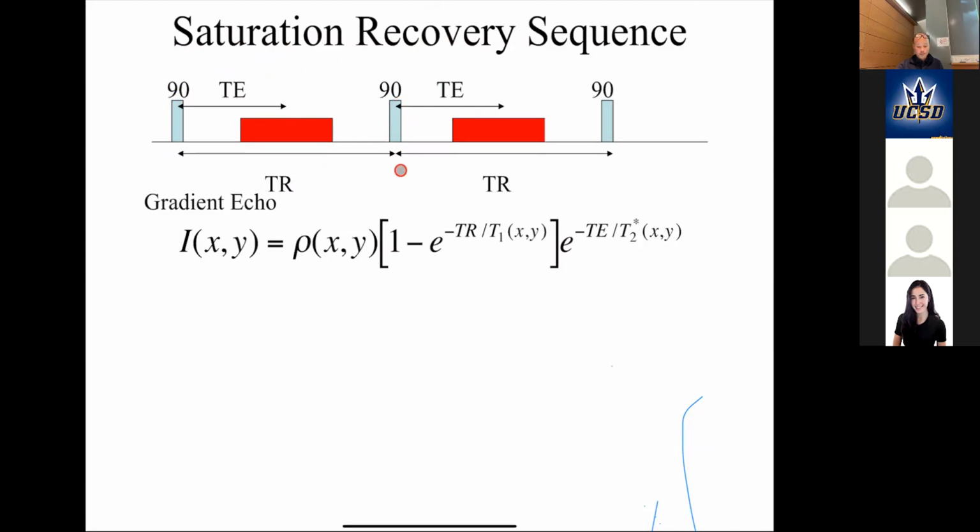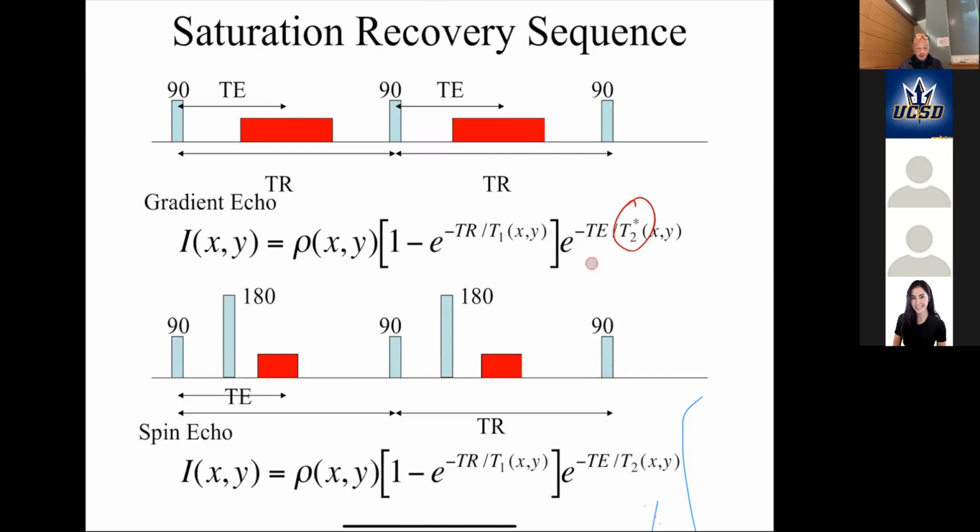Okay. And so the gradient echo sequence is represented as this. I have the density of spins in any voxel. I have this T1 recovery, and I have this T2 star decay. So that becomes the equation that I'll use, okay? And it's T2 star because it's gradient echo, right? If I have a spin echo, it's exactly the same thing. I apply the 180-degree pulse halfway between my excitation pulse and my echo time. And now the equation is exactly the same, except now I have T2 decay. All right.